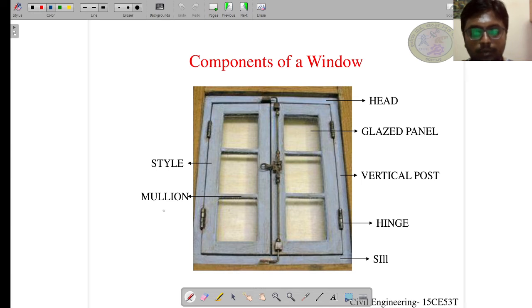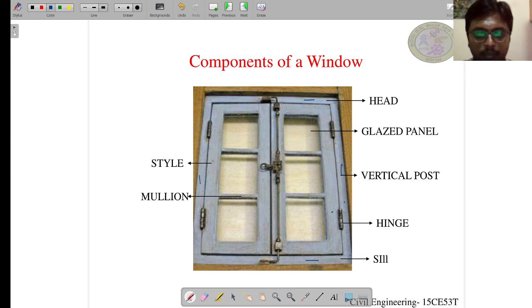window. So before going into the rate analysis of window, let us understand the components of window, which are head, which is the horizontal member. Here we have sill, which is also the horizontal member, but the bottom horizontal member. We have the same vertical posts, which is part of the frame, and we have hinge, which is used to secure the shutter to the frame.